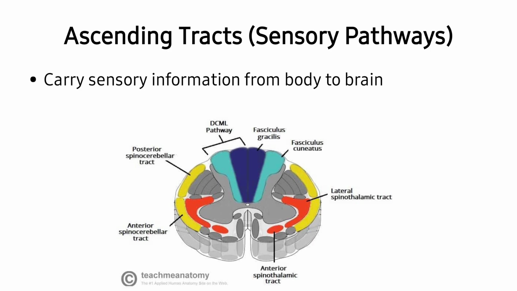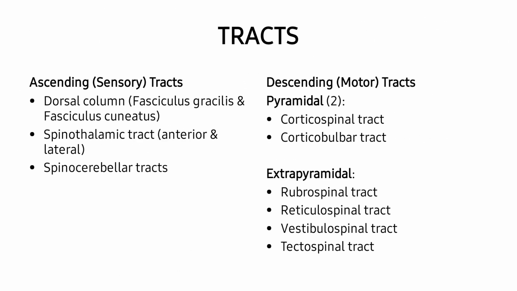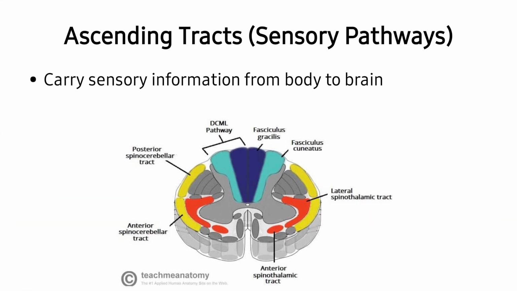So remember, in the ascending tracts, we have what? We have the dorsal column, medial lemniscus, the spinothalamic tract, and the what? And the spinocerebellar tract, which have been demonstrated here. Okay, so the DCML pathway has two subdivisions. It has the fasciculus gracilis and fasciculus cuneatus, which are both found on the dorsal aspect of the spinal cord. And the gracilis is more medial as compared to the what? The cuneatus.